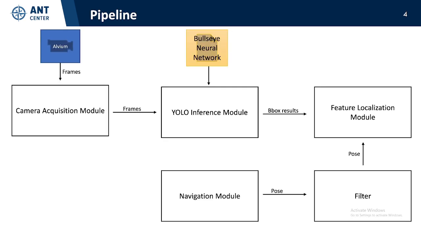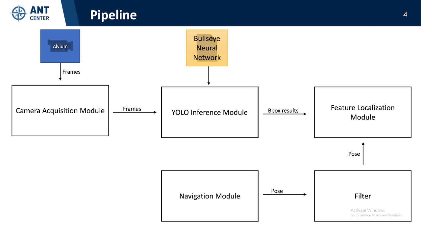And so here's the pipeline for the way it works for the feature localization portion. It starts off with an Alvium camera, and that's the camera that is attached to the drone. That sends its frames to a camera acquisition module, and then that module streams its frames to a YOLO inference module. This is actually the part where it'll look for any blemishes.